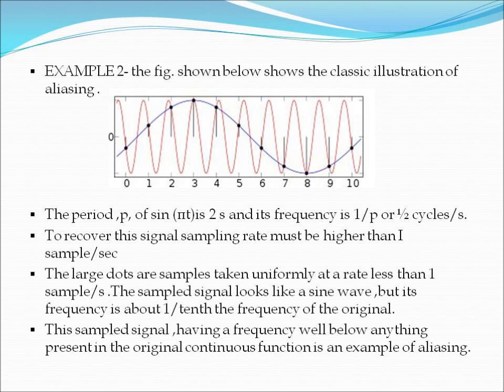The original function is given. The period P of sin pi t is 2 seconds and its frequency is 1 upon P, or 1 upon 2 cycles per second. To recover this signal, the sampling rate must be higher than 1 sample per second. The large dots are samples taken uniformly at a rate less than 1 sample per second. The sampled signal looks like a sine wave, but its frequency is about 1/10 of the frequency of the original signal. This sampled signal, having a frequency well below anything present in the original continuous function, is an example of aliasing.